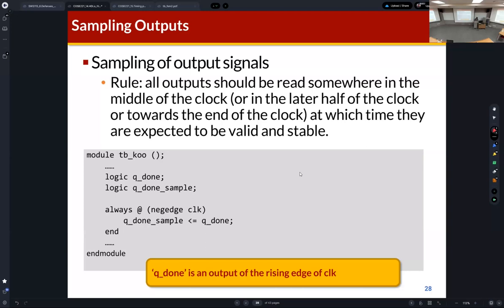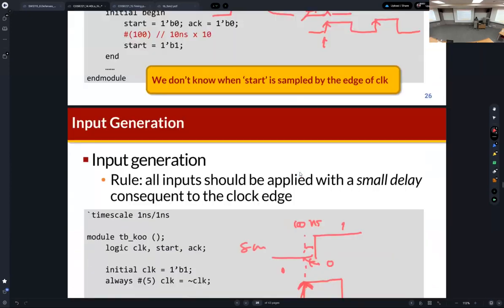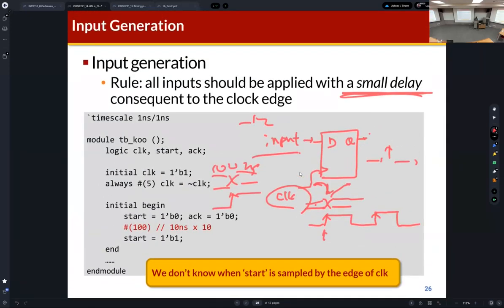Okay, you can also read this rule: all outputs should be read somewhere in the middle of the clock. It is because if we use the D flip-flop, and I also mentioned that we usually design our module by using the D flip-flop, then Q can be the output of our module. So the output value of this D flip-flop will be changed at the rising edge of the clock, right?